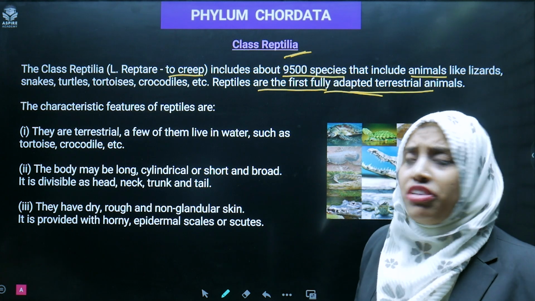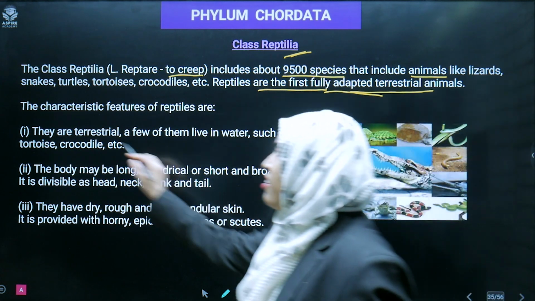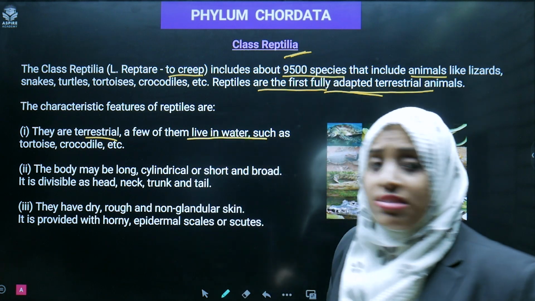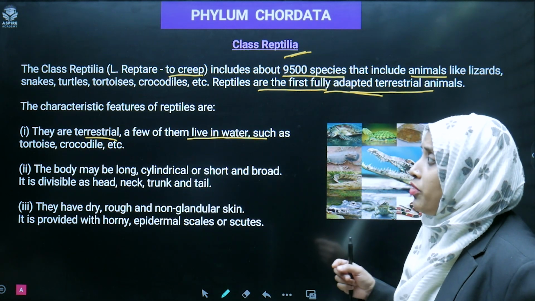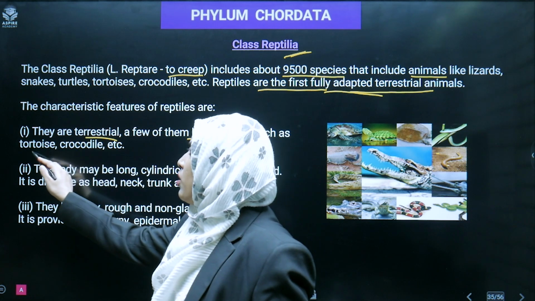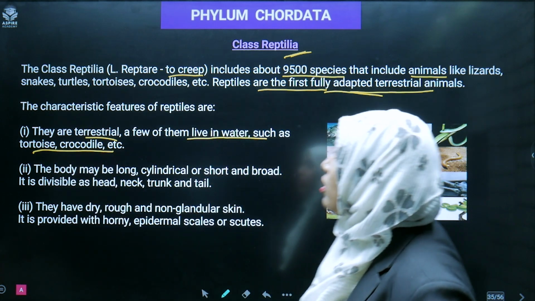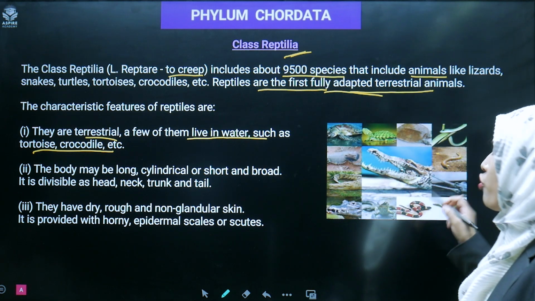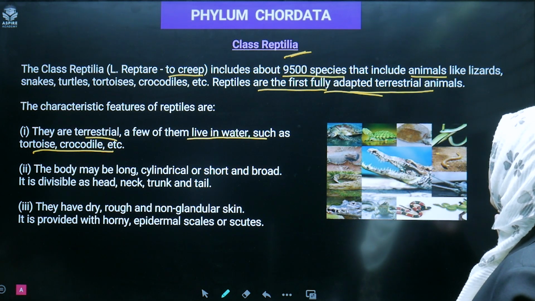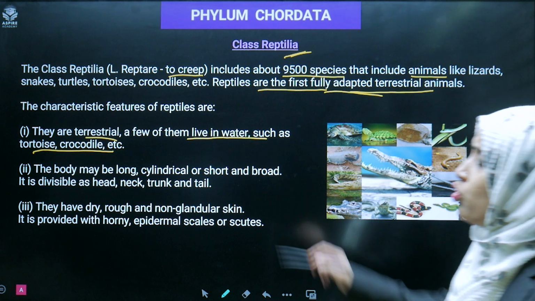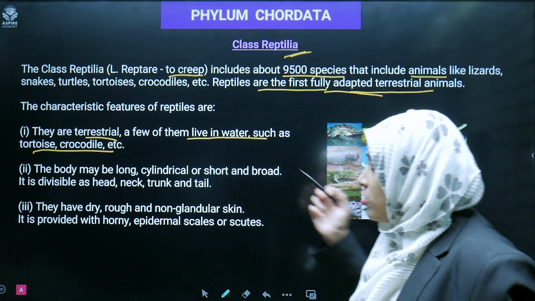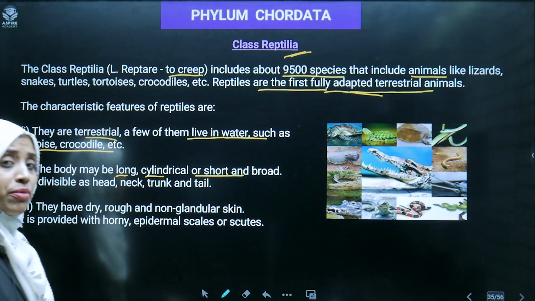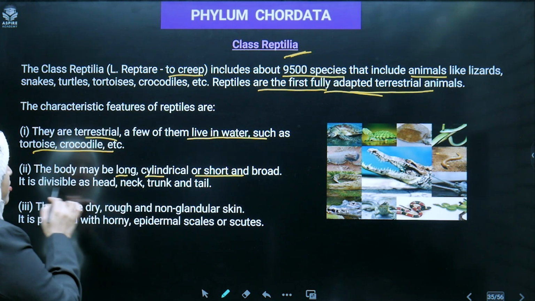What are the characteristic features of the reptiles? They are terrestrial. Few of them live in water, such as tortoise and crocodile. The body may be long. These are the images of the various reptiles. The body may be long, cylindrical, short, and even broad.